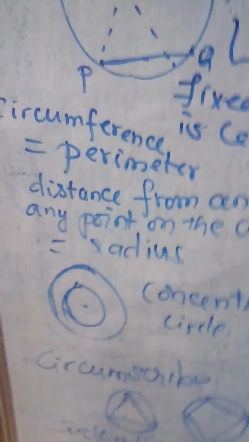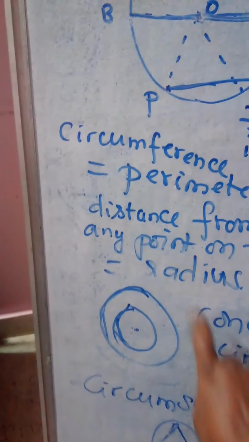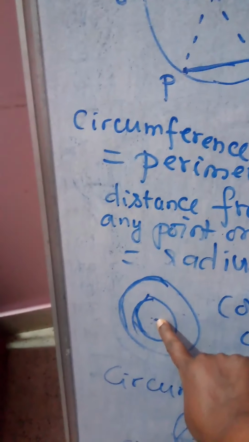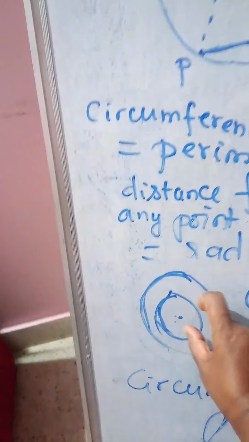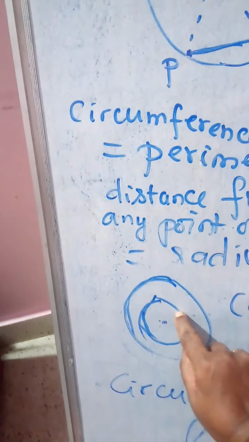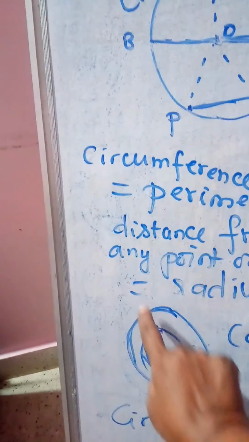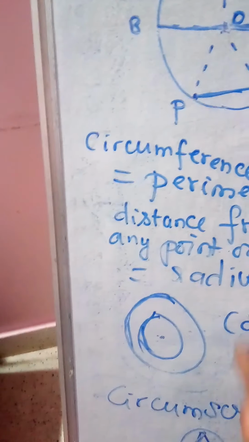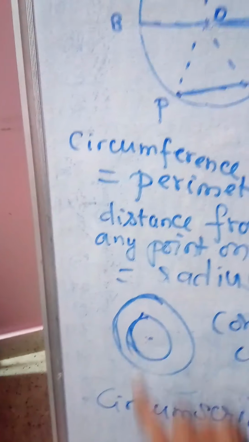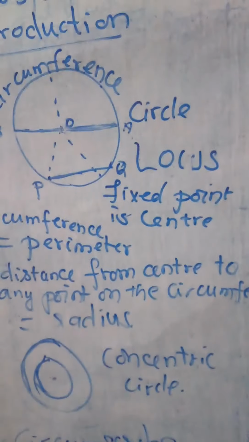Next we'll see what a concentric circle is. Concentric circles are a number of circles drawn from the same fixed point with different radii. See here, there is one radius, and from here to here it is a different radius. Again I can draw a circle from here to here with a different radius. A number of circles drawn around the same fixed point with different radii, you call concentric circles.